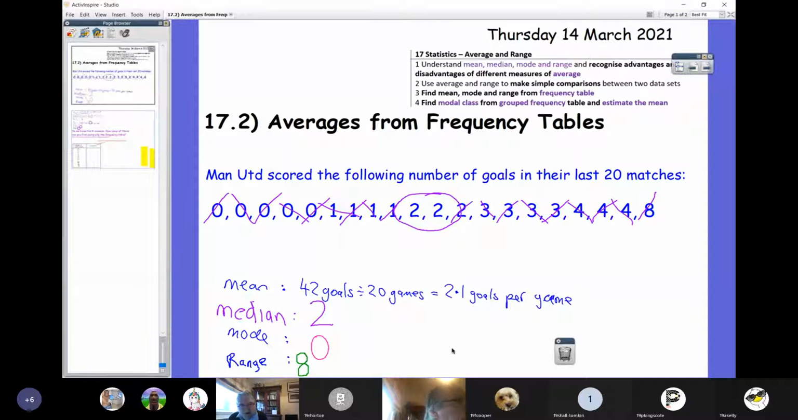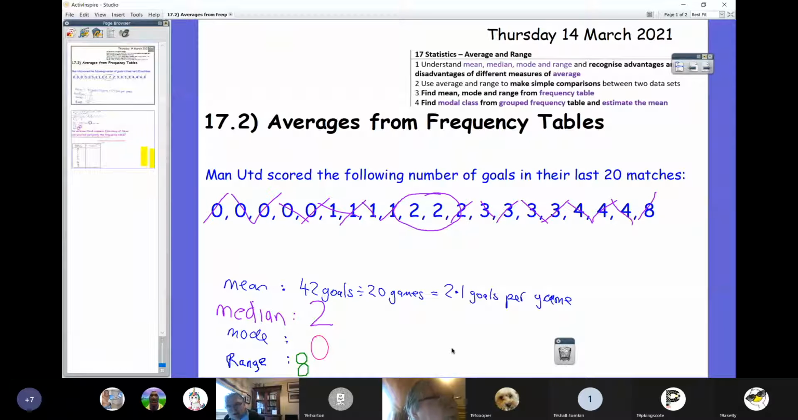So let's imagine we had this set of data here, okay? And you can see Man United scored the following number of goals in their last 20 matches. If we'd been doing this yesterday, for the mean, we would have added them all up. That's 42 goals, divided by the 20 numbers, which is the 20 games, and that would be 2.1 goals per game. Nice and easy. The median, because they're already in order, we would just work our way into the middle.